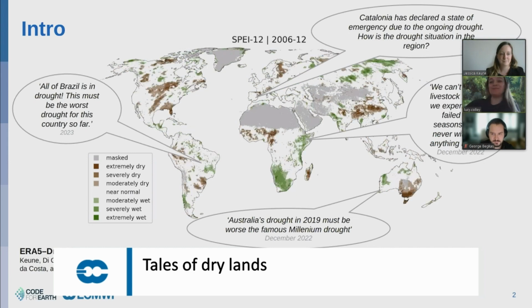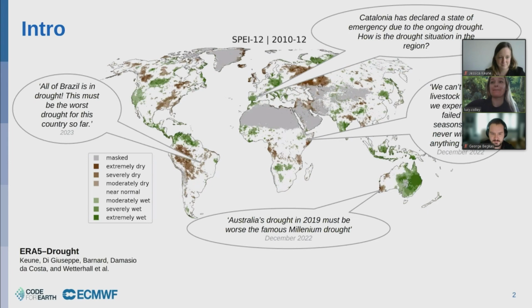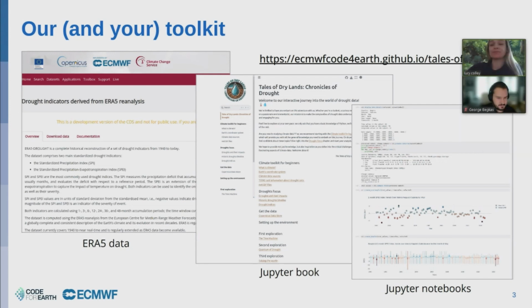Thank you, Jessica. So as Jessica was saying, in our project we were focusing on the ERA5 dataset, which is a set of drought indicators. We also created a Jupyter notebook, which we tried to use to tell a story of what we were doing and make it as understandable as possible. And then we also have the notebooks themselves, which we've tried to make as interactive as possible as well.